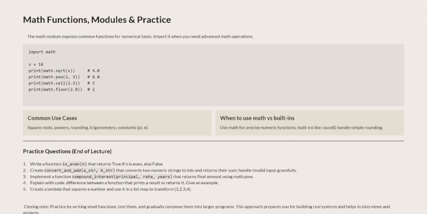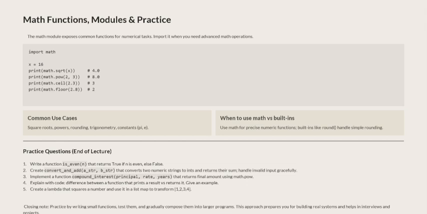Okay, so here you can see the example. The function math.sqrt is used to find the square root. Here, x is equal to 16, so the square root is 4, and 4 squared is 16.